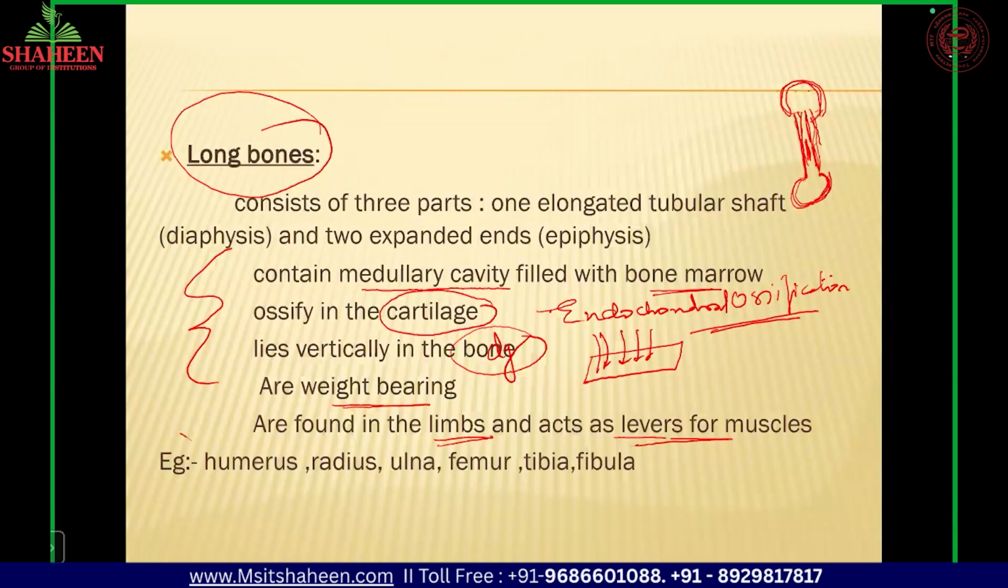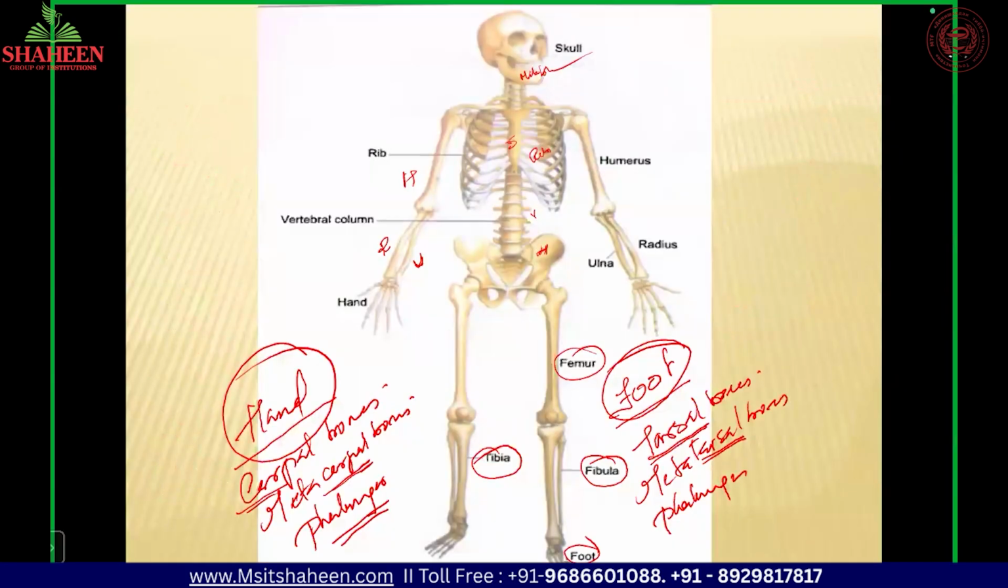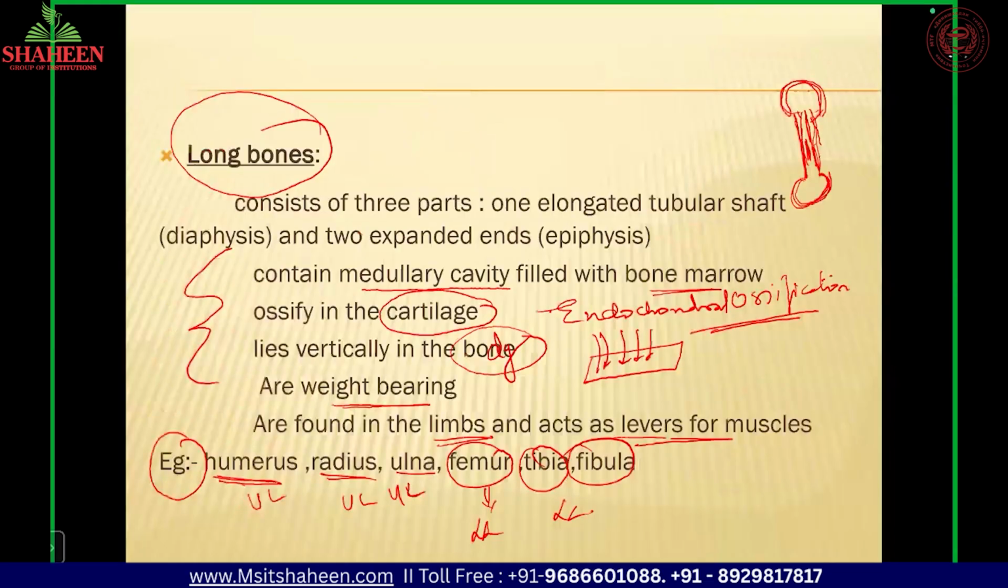Examples are the humerus, which is the bone of the upper limb. Radius and ulna are also bones of the upper limb. Femur is the bone of the lower limb. Tibia and fibula are bones of the lower limb. In this picture, you can see that all these bones are placed through the length of the body. In all these bones, there are two ends and the shaft is present. All these are the criteria of a long bone.